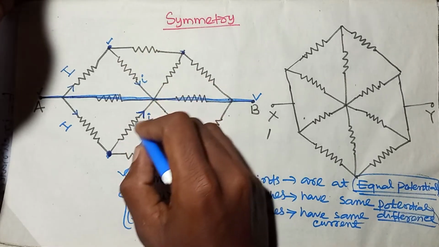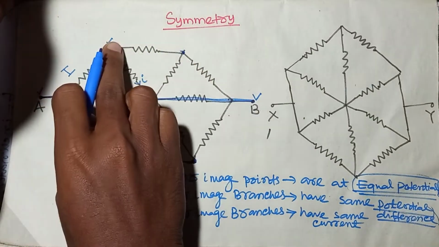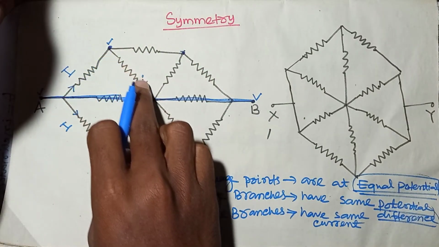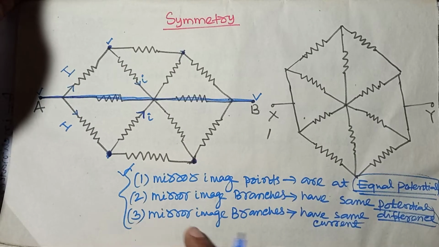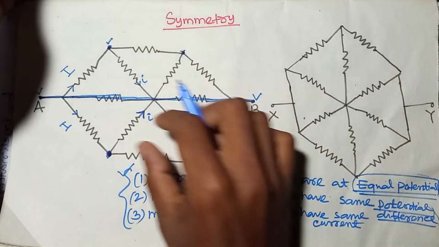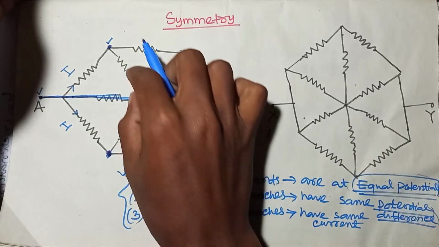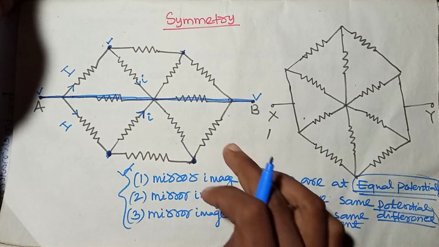Okay, so if a small current i flows through this resistor, then the same small current i flows through this resistor. And the third point says that the mirror image branches have the same current flowing through them and the same potential difference. The potential difference across this resistor is equal to the potential difference across this resistor, as these two resistors are mirror images of each other.